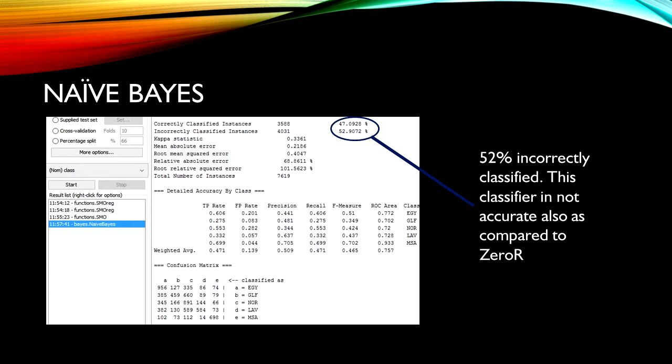Here, we used a naive Bayes classifier. The amount of correctly classified instances was 47%. Again, using the test file, the percentage of correctly classified instances decreased to a further 22%, and the incorrect increased to 77%. The confusion matrix shows many misclassifications. For example, 385 instances incorrectly classified as Egyptian when really it was Gulf. This classifier is also very inaccurate.